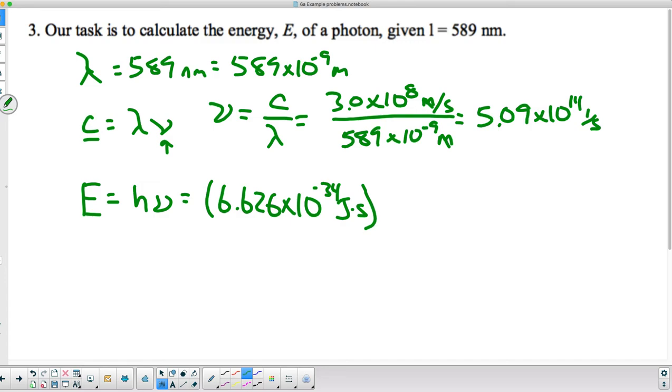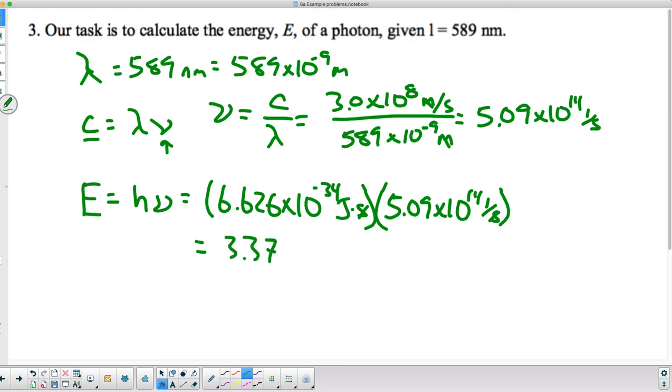So I simply plug these two in together, like 5.09 times 10 to the 14th, 1 over seconds. The seconds cancel because it's seconds on top and seconds on the bottom. I'm left with joules. The amount of joules I have for this one photon is very small. It's 3.37 times 10 to the negative 19th.